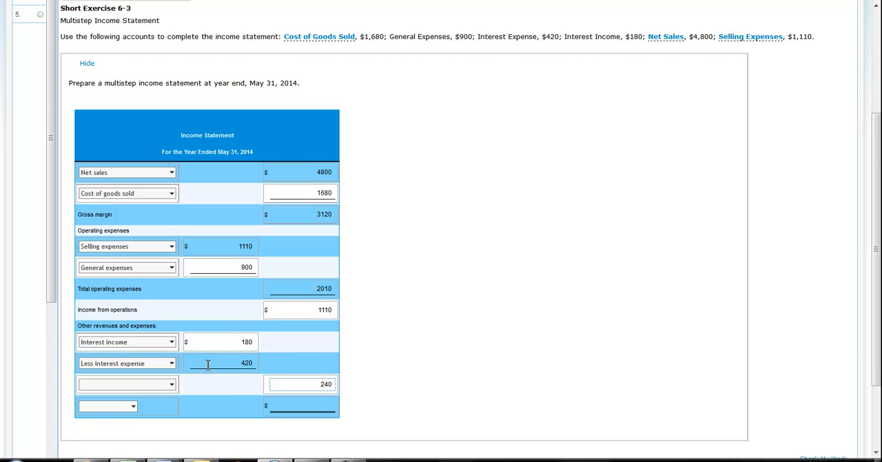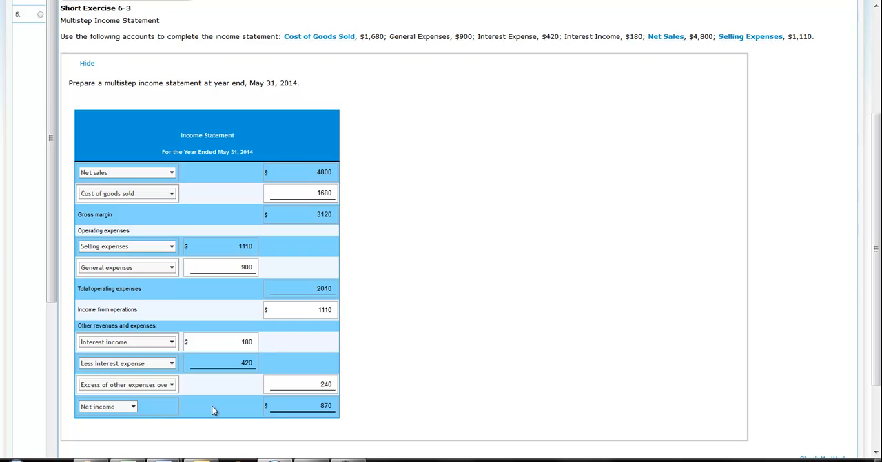Well, since the greater amount was expense, I'm going to have excess of other expenses over other revenue because my expenses were greater. If my revenues were greater, I would have excess of revenue over other expenses. And since my expense was greater, I'm actually going to subtract out that $240 from the $1,110, and my net income is going to be $870.